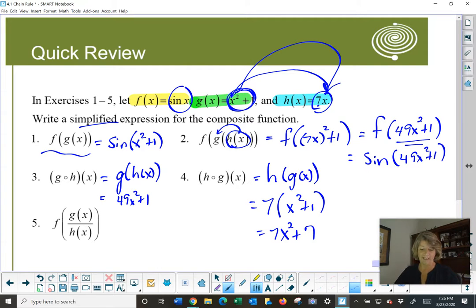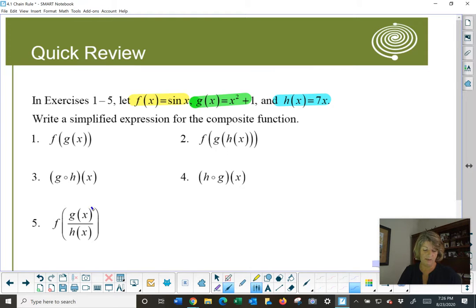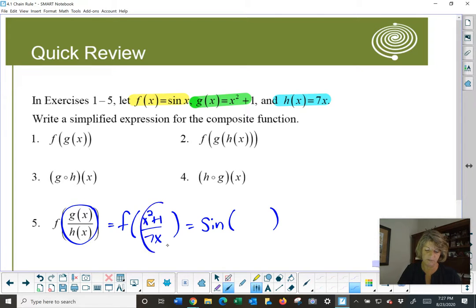Woo, 5 looks tricky. I'm going to erase and try to work on 5. So I think what I need to build is what is the inner part of f, and it's going to be f with g on top, x squared plus 1, and h underneath. Can those x's cancel or reduce? No, not a chance. All right, now what is f? F is sine of stuff. And the stuff is right here, isn't it? X squared plus 1 over 7x. There's our answer. Not bad.